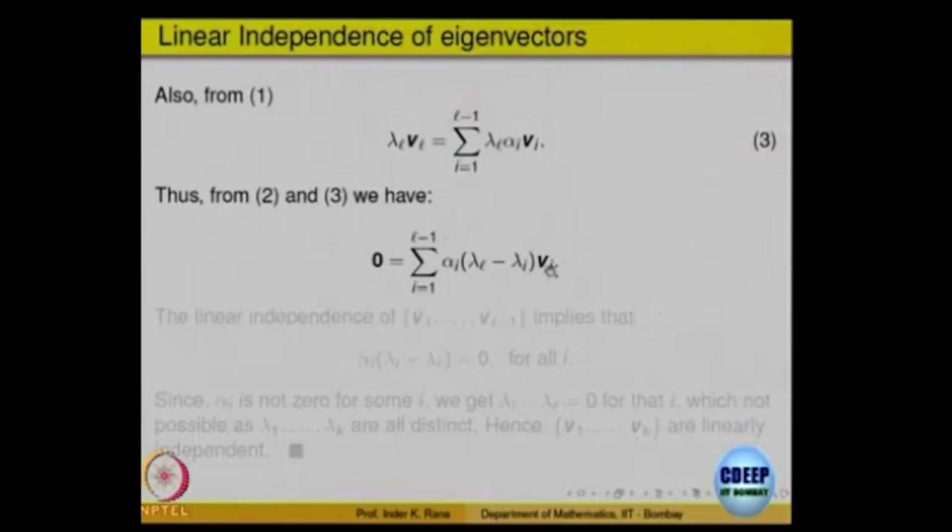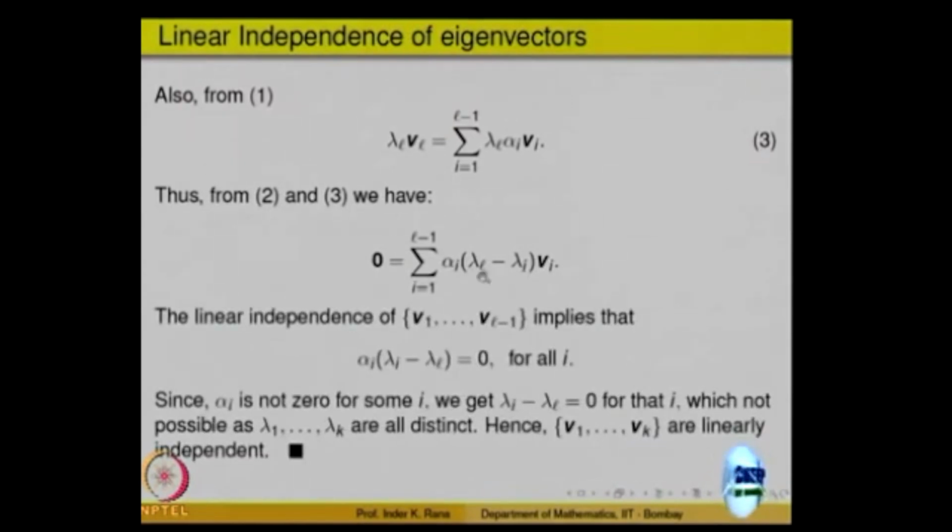Now I know that the Vi's are linearly independent and this is a linear combination which is equal to 0. So that means all the scalars must be equal to 0. So alpha i times lambda L minus lambda i must be equal to 0, but at least one of the alpha i is not equal to 0. That means for that particular i, lambda L minus lambda i must be equal to 0 if that product has to be 0. That means for that particular i, lambda L will be equal to lambda i, but that is not possible because they are distinct. So our assumption must be wrong.